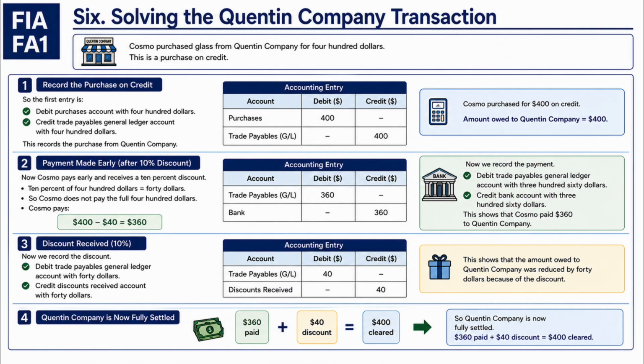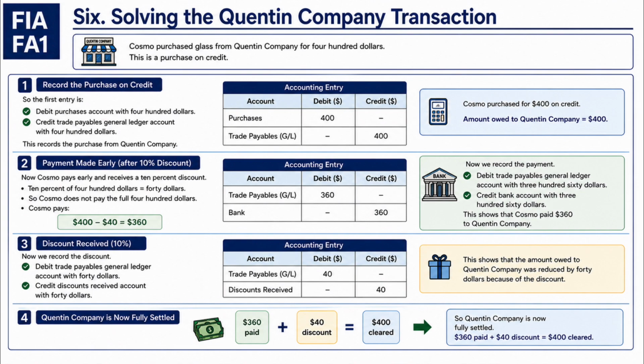6. Solving the Quentin Company transaction. Cosmo purchased glass from Quentin Company for $400. This is a purchase on credit. So the first entry is debit purchases account with $400. Credit trade payables general ledger account with $400. This records the purchase from Quentin Company.